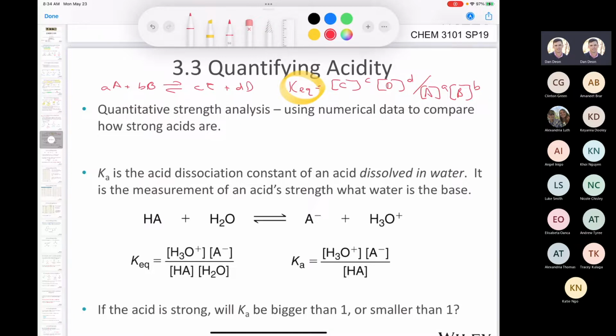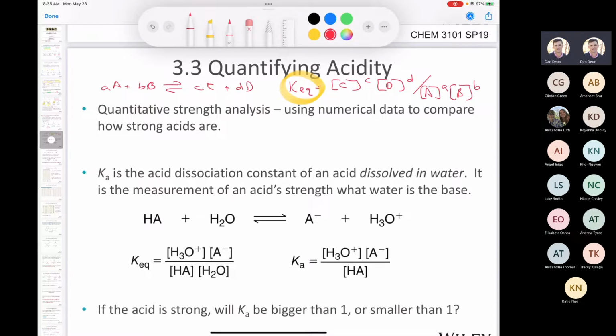Anyhow, so quantitative strength analysis, we use numerical data to compare how strong acids are. And what's great about numbers is numbers don't lie. And so if you can actually quantify an acid strength with a number, you can hitch your wagon to that and nobody can argue with you. It says here, if you take an acid, Ka is the acid dissociation constant for that acid dissolved in water. It's a measurement of an acid strength.